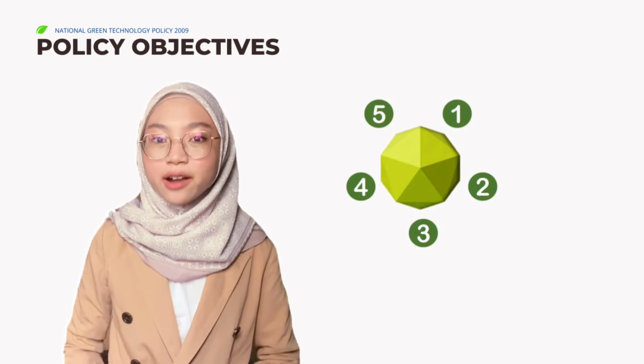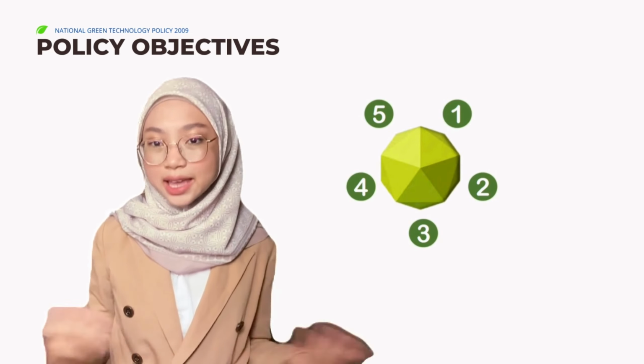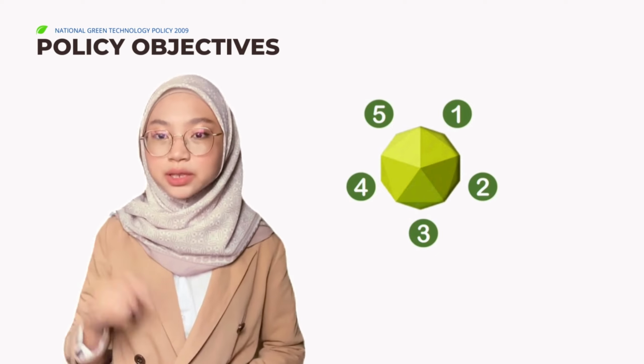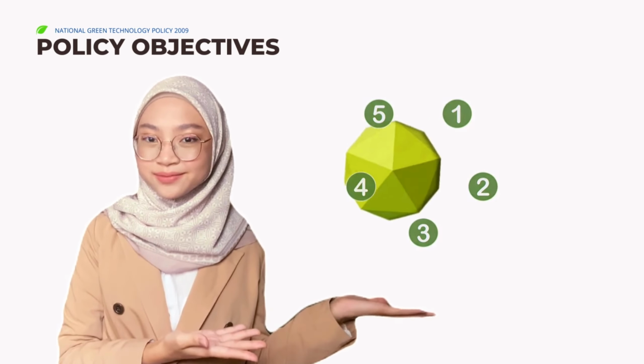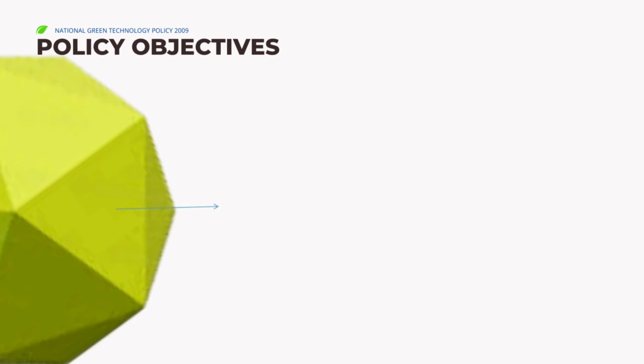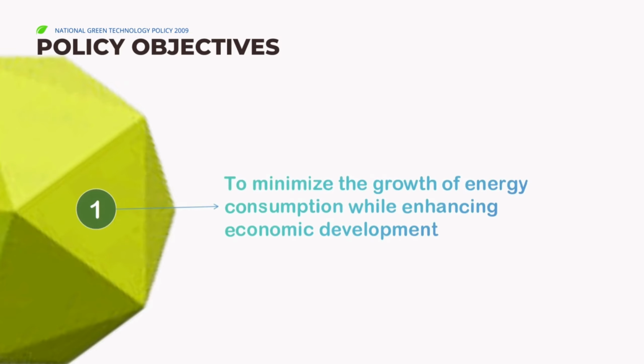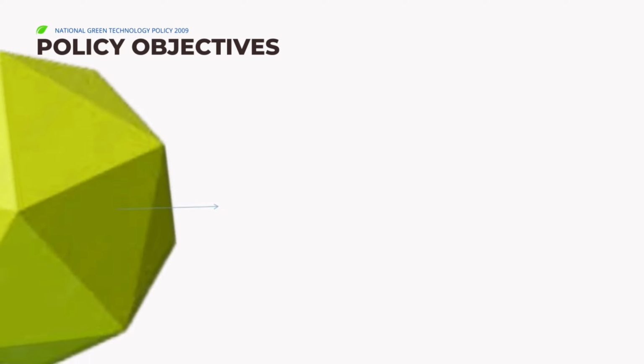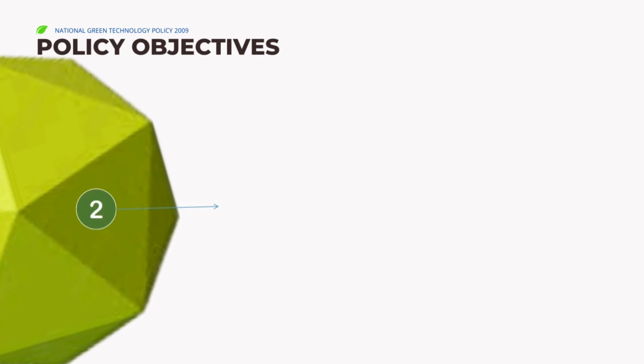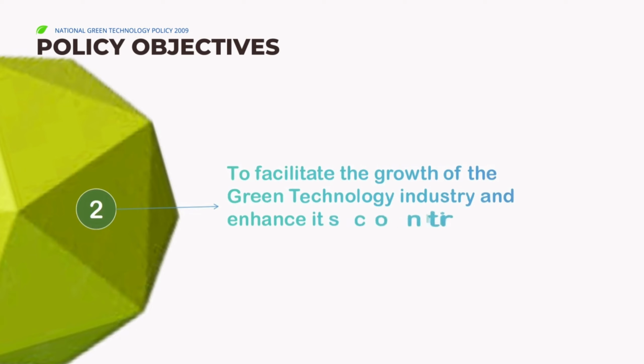Green technologies are aligned with the approach toward achieving this SDG. There are 5 objectives in this policy. Number 1, to minimize the growth of energy consumption while enhancing economic development. Number 2, to facilitate the growth of the green technology industry and enhance its contribution to the national economy.